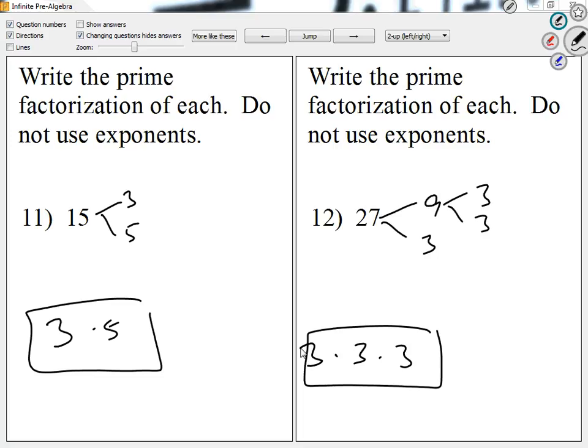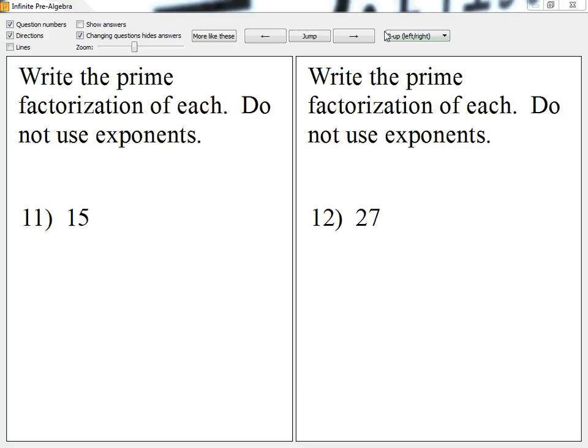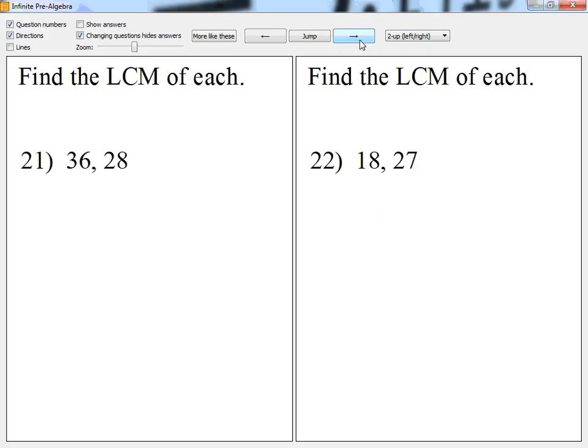Don't forget to do this one. Prime factorization, as a matter of fact, will be beneficial to you guys for least common multiple. Let me take a look at number 21. Well, first of all, any questions up until number 20? No? Alright, now 21. To find the LCM of each, we notice the title of the paper is least common multiple. So that's what LCM stands for, least common multiple. There's 2 ways how to do it.